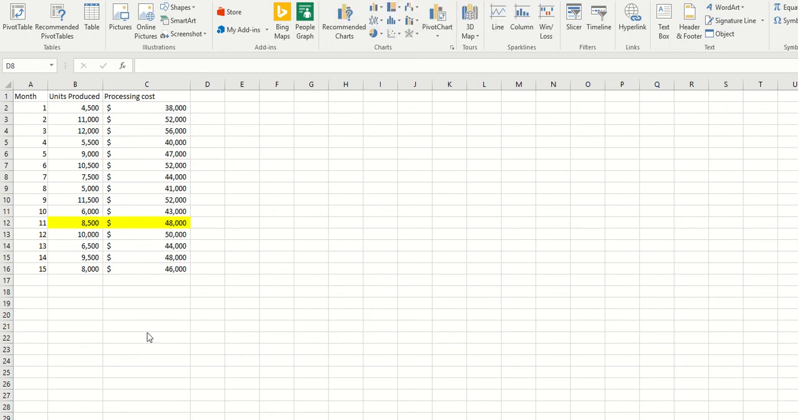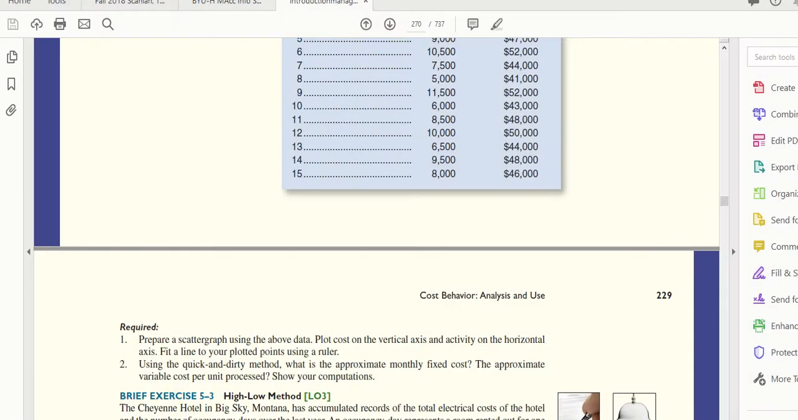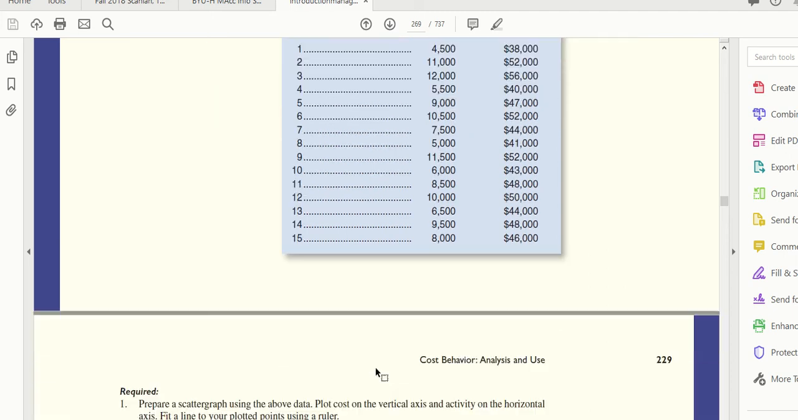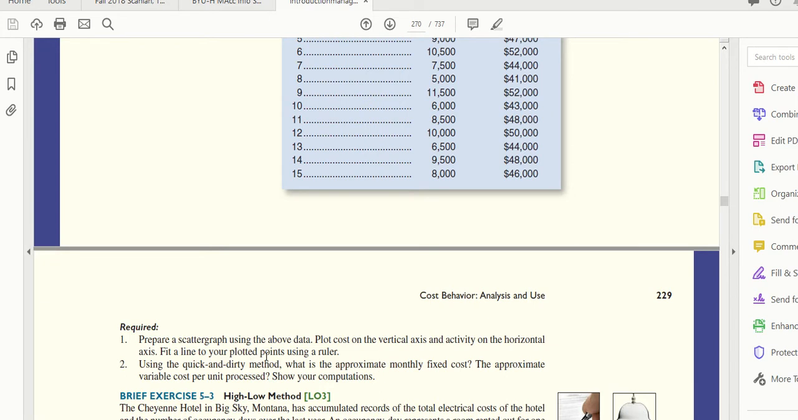Aloha class. So I wanted to do a video on 5-2, and this is talking about a scatter graph analysis. Oki Products has observed the product costs and various levels of activity over the last 15 months. So instead of using graph paper, you could actually use Excel instead. So we would type in all these points, and we're going to prepare a scatter graph, and then use the quick and dirty method. Plot the cost on the vertical axis and the activity on the horizontal axis.